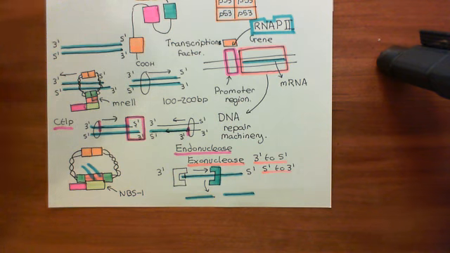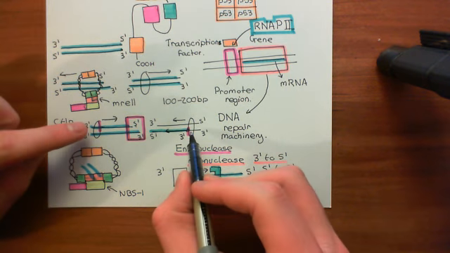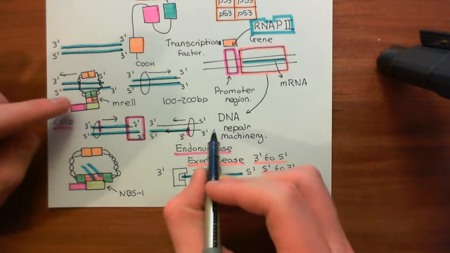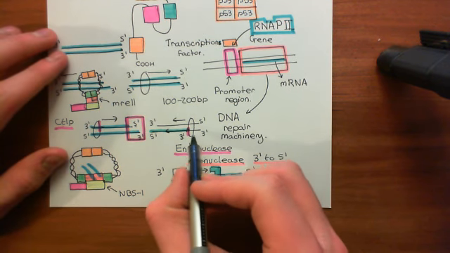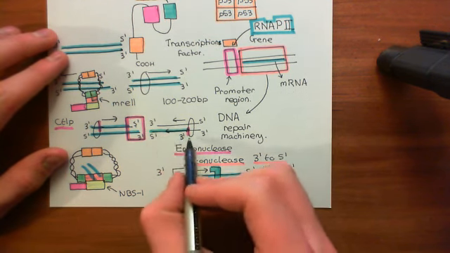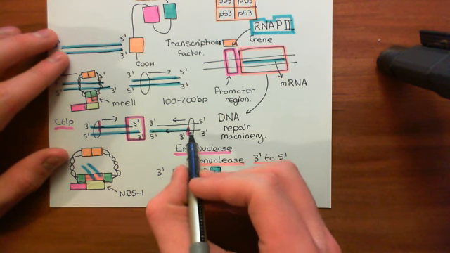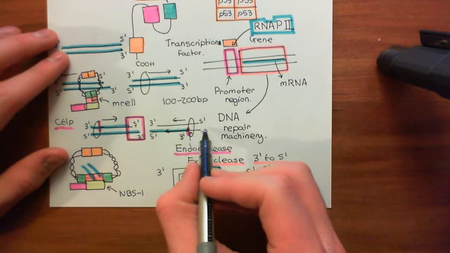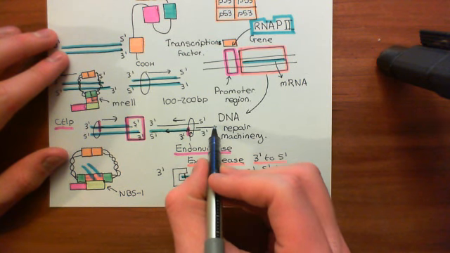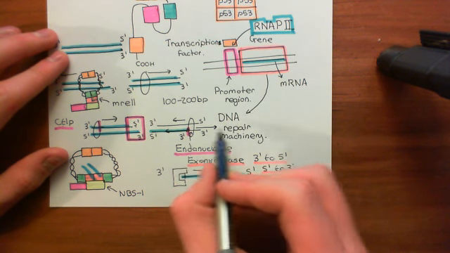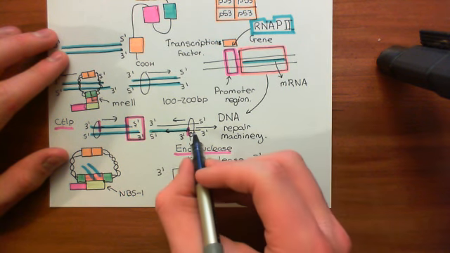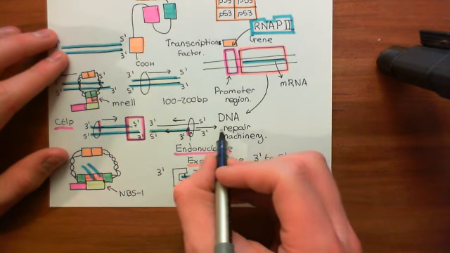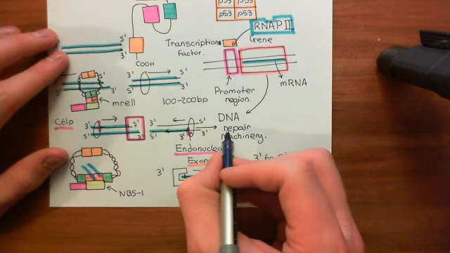Now, in addition, there are other exonuclease enzymes which are going to work their way in the opposite direction. They're going to come in at this point where the MRN has made this cut, and they're then going to work their way this way, going in the opposite direction. They are therefore 5' to 3' exonucleases, and they're going to work their way back and cut this strand up.